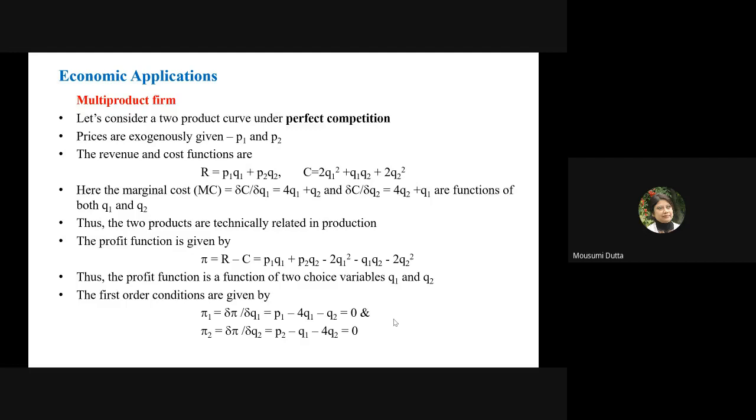The revenue and cost functions are, the revenue function is R equals P1 Q1 plus P2 Q2. Okay, so this is the revenue function.